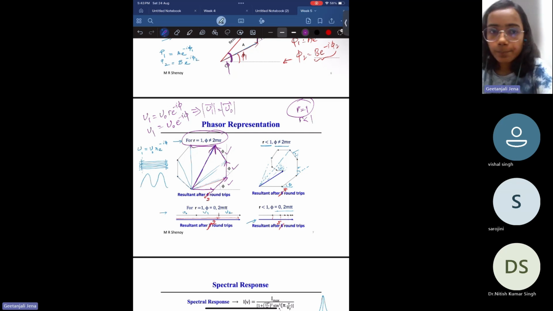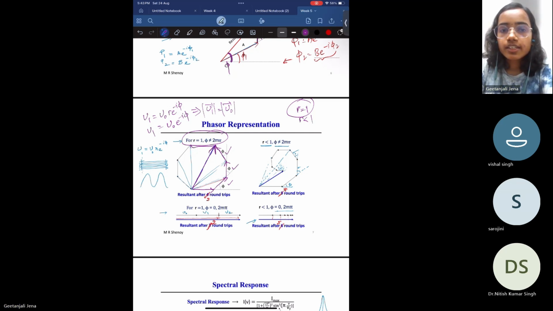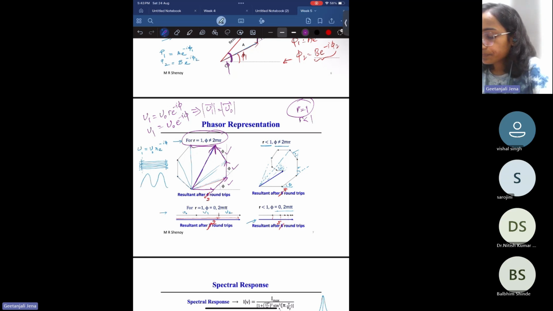Here you can see there is no building of intensity in this profile when phi is not equal to 2m pi. So the resultant varies and it is not building up over the round trip. Now take another case where phi is equal to 0 or 2m pi.